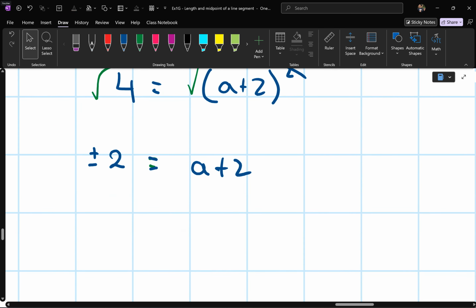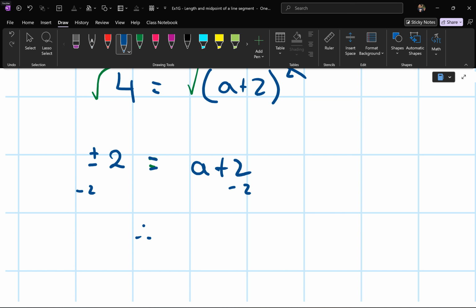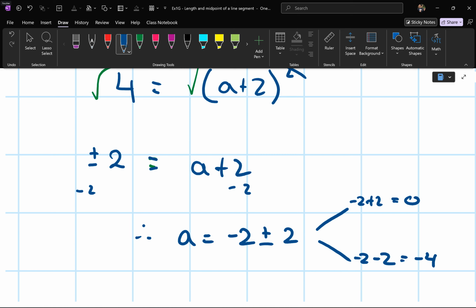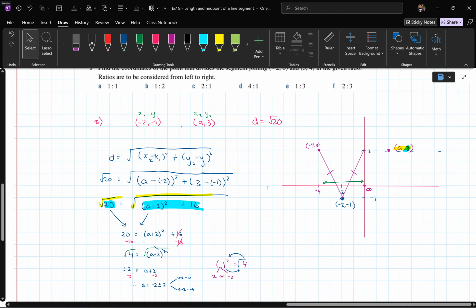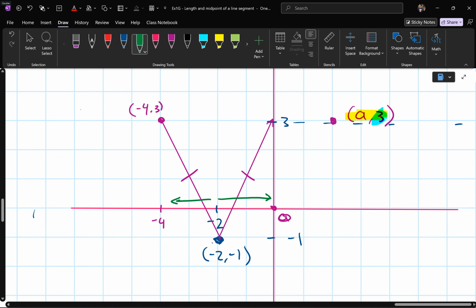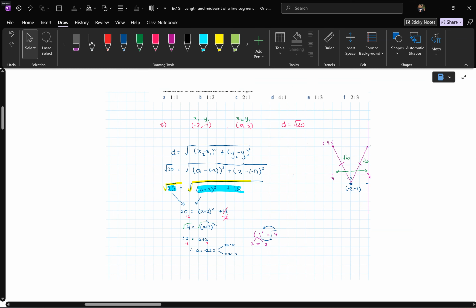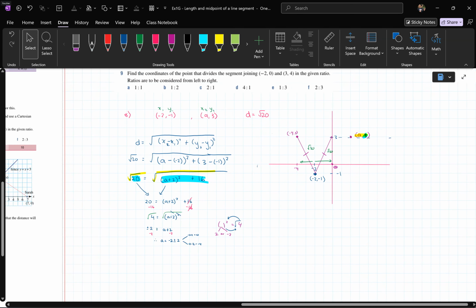So if you have A plus 2 is equal to positive or negative 2, then subtracting 2 on both sides, you get A equals -2 plus or minus 2, and that's how you get 2 answers. -2 plus 2 gives you 0, and -2 minus 2 gives you -4. Cool? That's how you would do that problem. So visually you can see why there would be 2 possible answers to get a distance of root 20. All right, that would be question 8. I'm going to finish this video and then I'll do question 9 next.